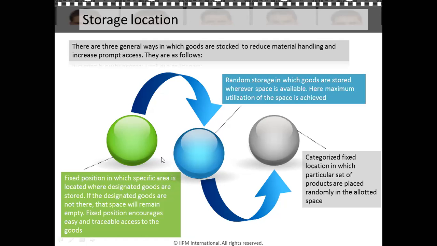Then we have the second one, random storage, in which goods are stored wherever space is available. Here, maximum utilization of the space is achieved. Then we have three, categorized fixed location, in which a particular set of products are placed randomly in the allotted space.